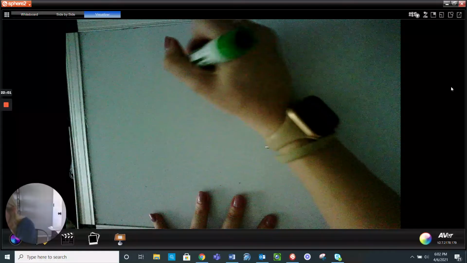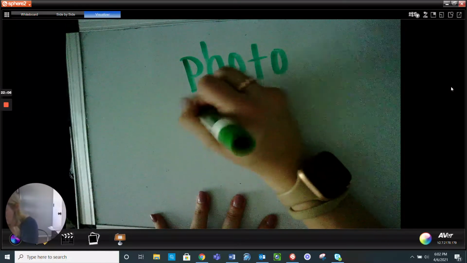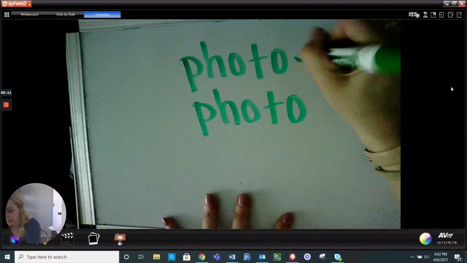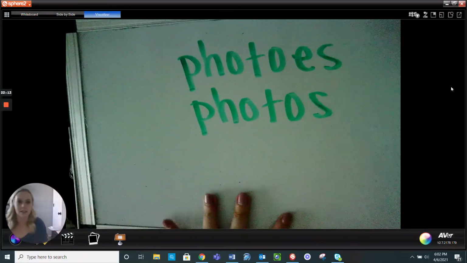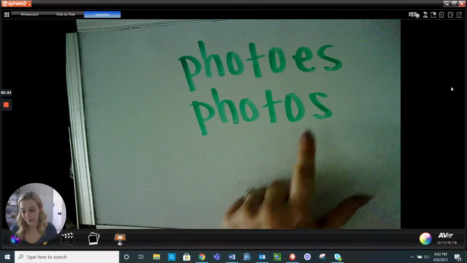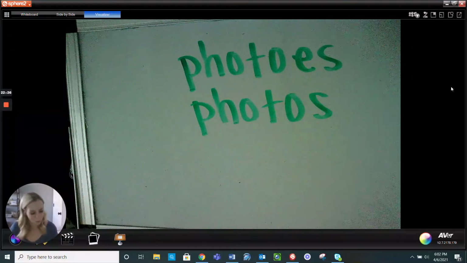What about photo? Let's add an ES and let's add an S. Which one looks correct? I'll tell you the correct one is just regular S. That looks like faux toes. Ooh, toes. I don't want pictures of people's feet, of their toes. Just kidding.